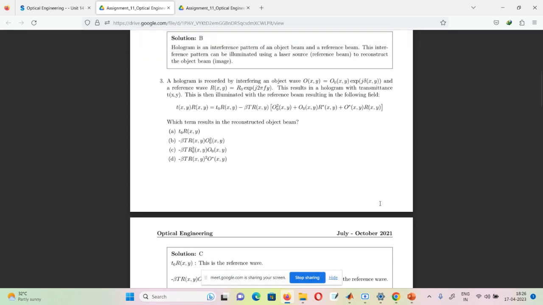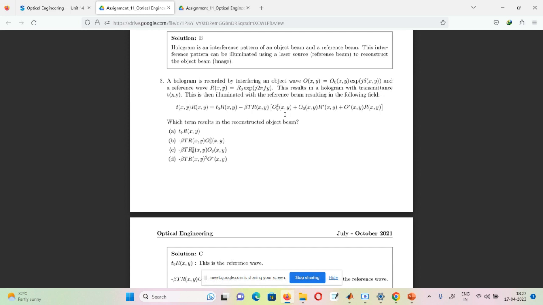So O0 squared (x,y). Just think about what the information inside that one will be. If a square term comes, what is the meaning? Can you tell how the square comes? The direction term won't be there. Will the direction term be there or not? It won't be there. Yes, your phase information is actually lost.